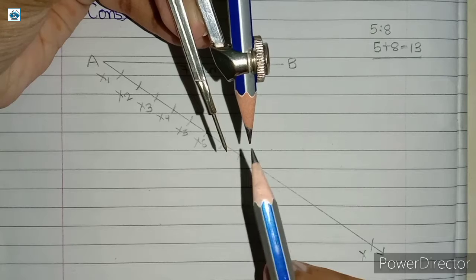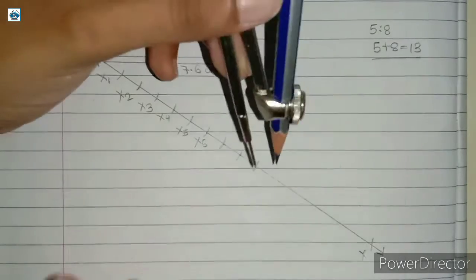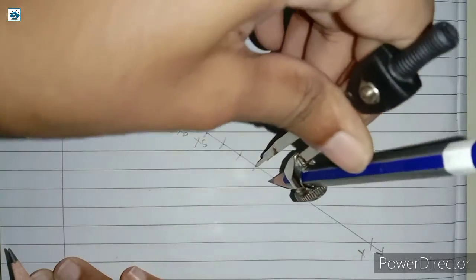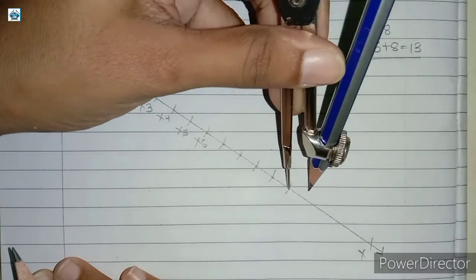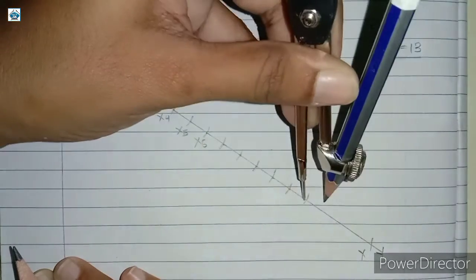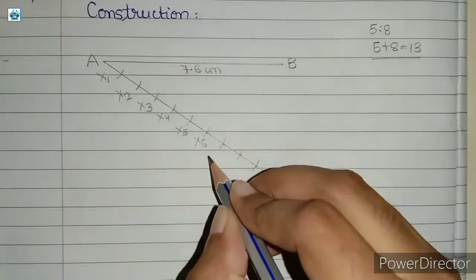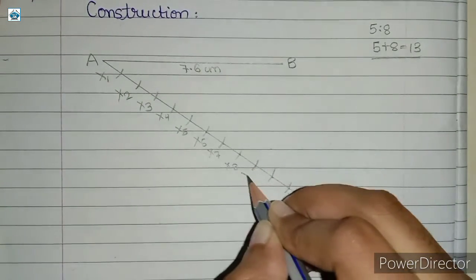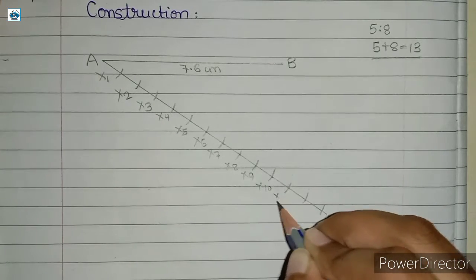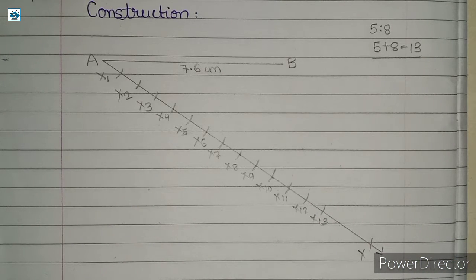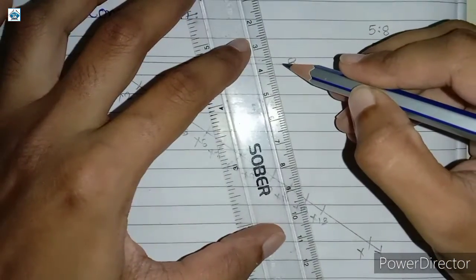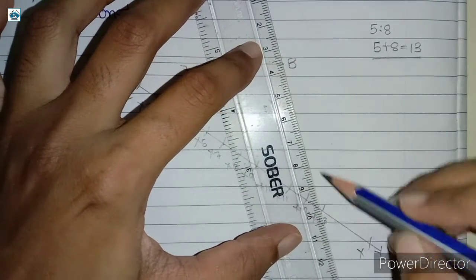So this can be any measurement. It can be 1 centimeter or you just can take a fixed distance as per your convenience. So here this is x7, x8, x9, x10, x11, x12 and x13. So there we have made 13 equal divisions on ray AX. After that, you need to join B and x13 like so.